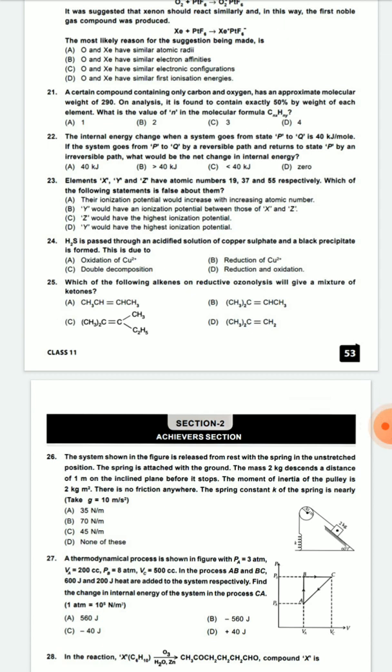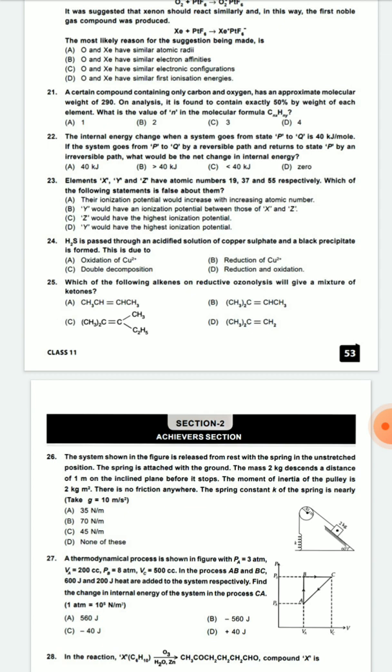H2S is passed through an acidified solution of copper sulfate and a black precipitate is formed. This is due to: oxidation of Cu2+, reduction of Cu2+, double decomposition, or reduction or oxidation. We need to know that in the acidified copper sulfate solution a black precipitate is formed. Both compounds are decomposed. So option C, double decomposition, will be the answer.